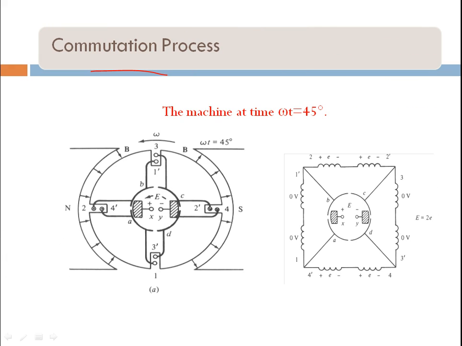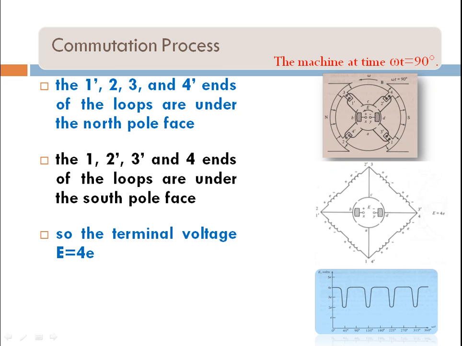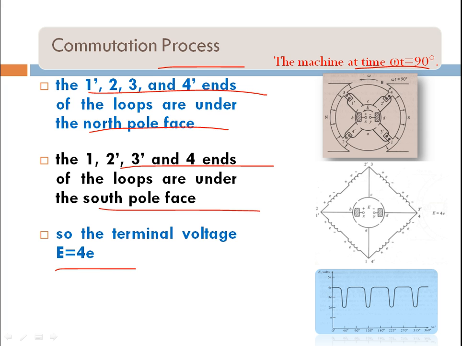You can see here the commutator process. It will be at time omega t equals 45 degrees, and this is the commutator process. At omega t equals 90 degrees, the 1, 2, 3 and 4 ends of the loop are under the north pole face. This is the 1, 2, 3, 4 under the south pole face, and so the 4E will be the terminal voltage here.